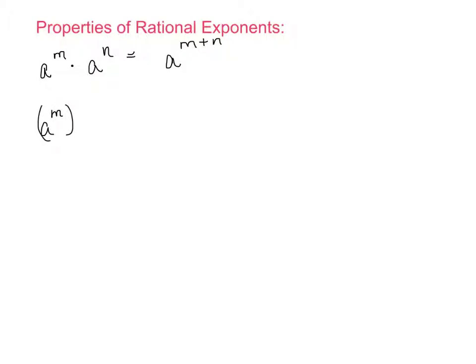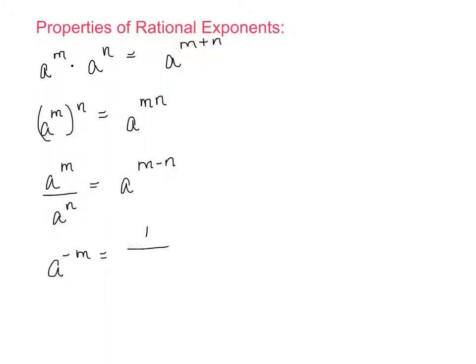When you're raising a power to a power, you multiply. When you're dividing, you subtract. And remember, we talked about if it's negative, you put 1 over that term to make it positive. And anything that's inside the parentheses and you're raising it to a power, that exponent has to be distributed to both or all terms.